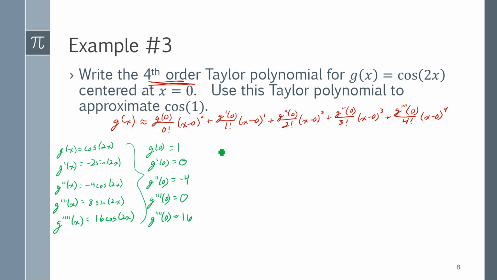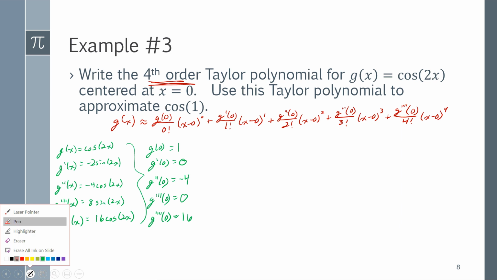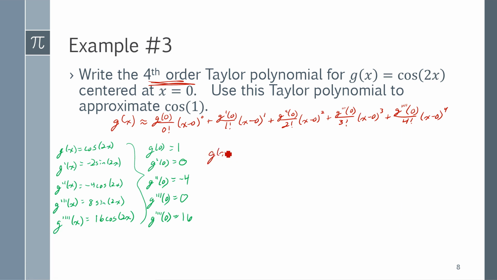So now going back to my Taylor polynomial and start plugging everything in, I get that g of x is going to be approximately g of 0, which is 1, over 0 factorial, which is 1, times x to the 0, which is 1, then plus g prime of 0 is 0, so actually all of that part is 0, plus negative 4 over 2 factorial, which is 2, times x squared, plus g triple prime of 0, which is 0, and everything else gets multiplied to 0 on that, plus 16 over 4 factorial is 24, times x to the fourth.